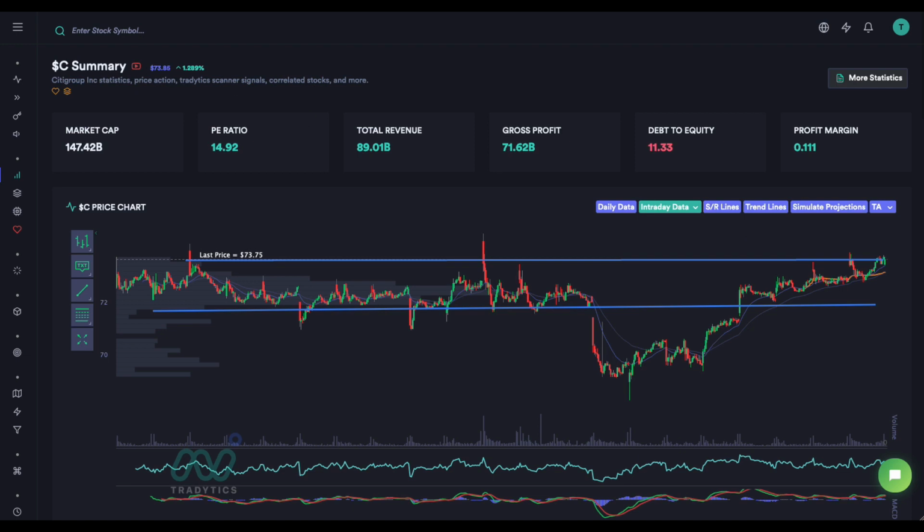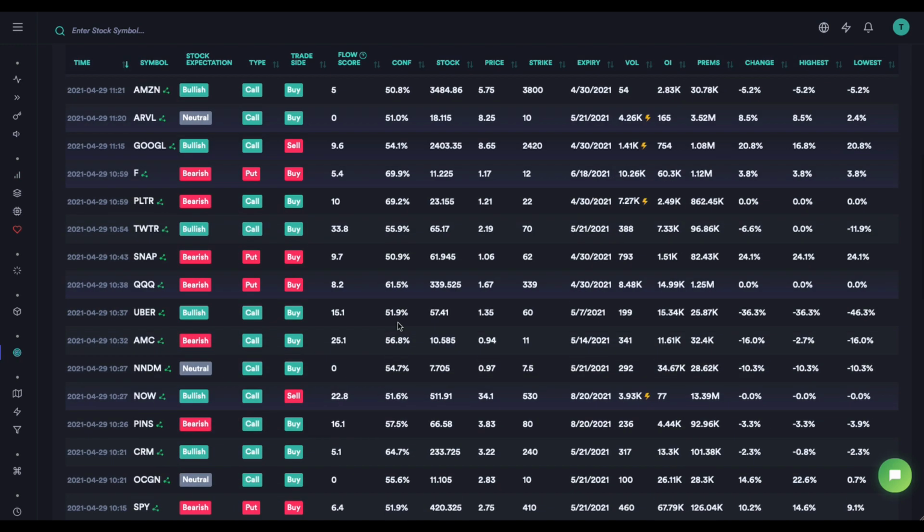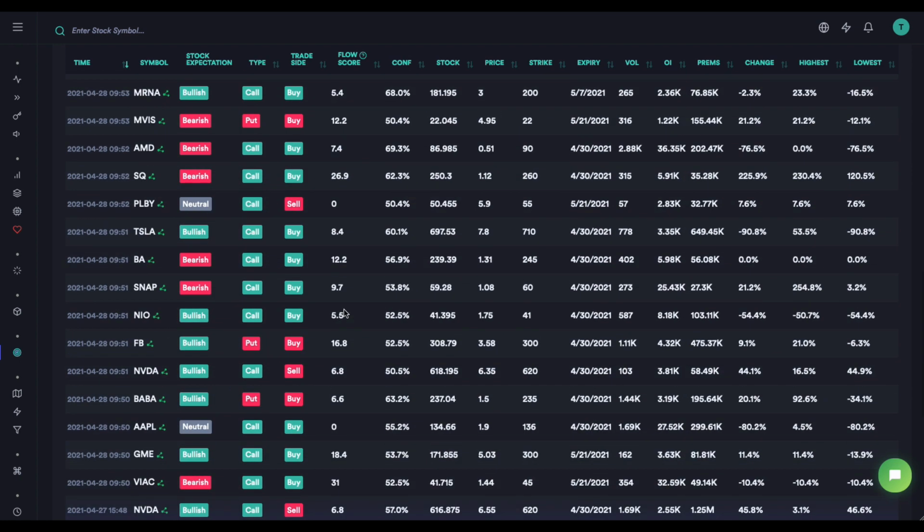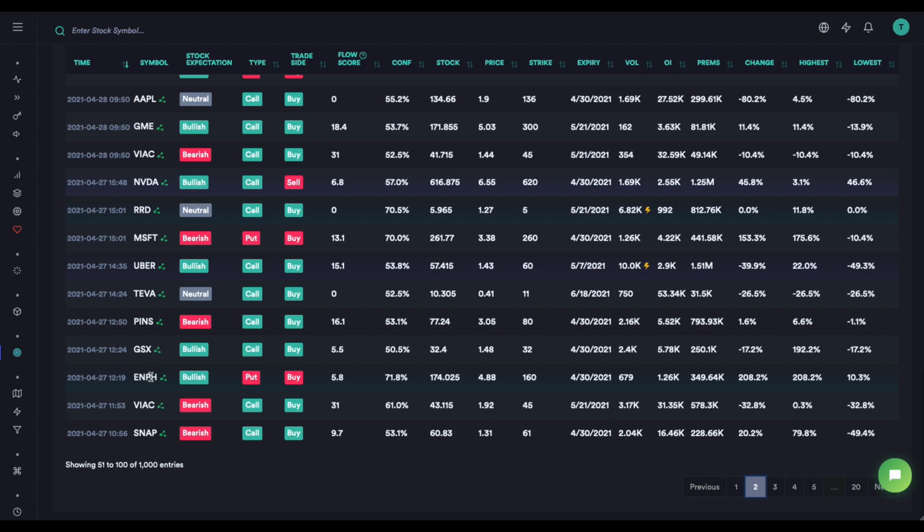Let's actually look at one more alert from yesterday to see if we could have found a really good entry. So let's find a good one. So we have GSX.